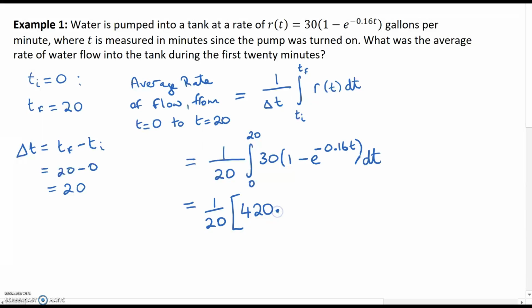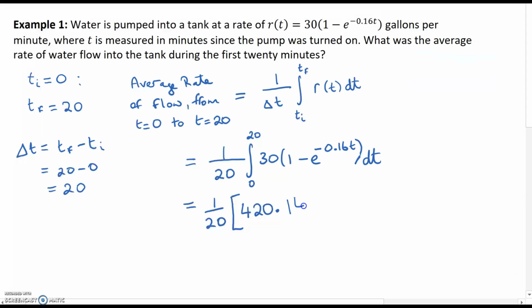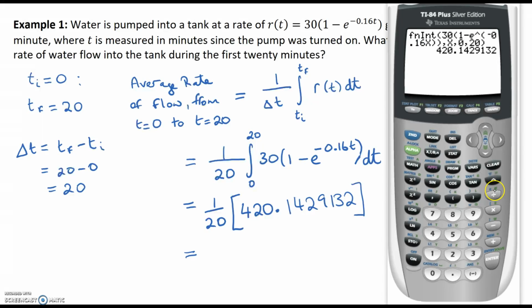The integral is 420.1429132. I missed the end of that, so let's bring it back. 420.1429132. I think that's what it was. If it's not that, you can correct me later. And then just now divide by 20.